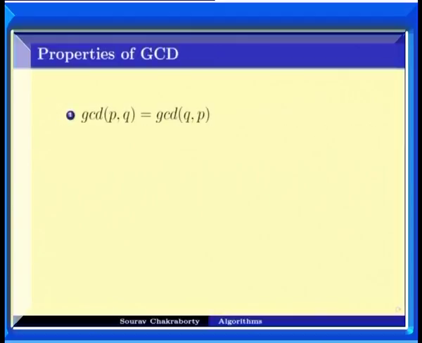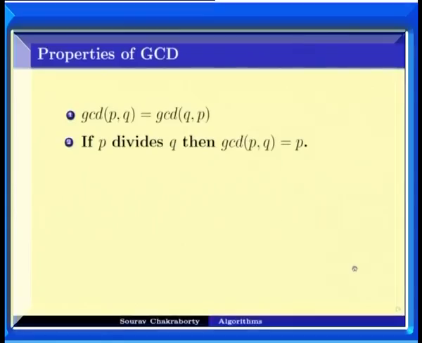So first of all, let's revisit the properties of GCD. First of all, we had seen that GCD of P and Q is equal to GCD of Q and P. It doesn't matter in which ordering P and Q are given, the number that divides both P and Q will also divide the number that divides both Q and P. The second condition, if P divides Q, then GCD of P and Q is P. Again a simple observation, because P of course divides P and Q, and no other element greater than P will divide P. So GCD will be P.